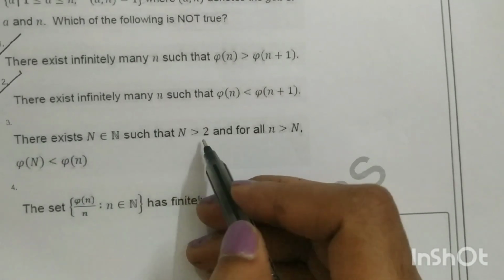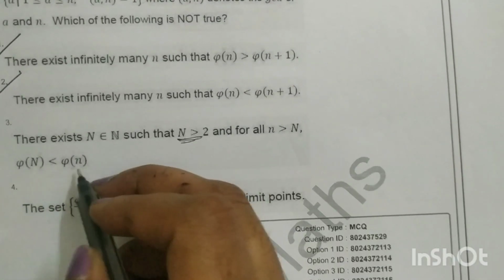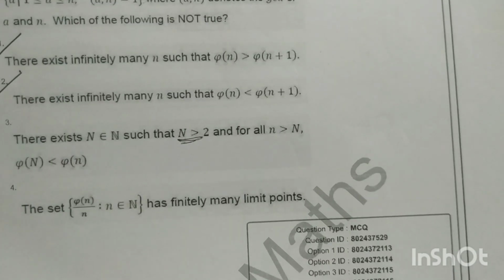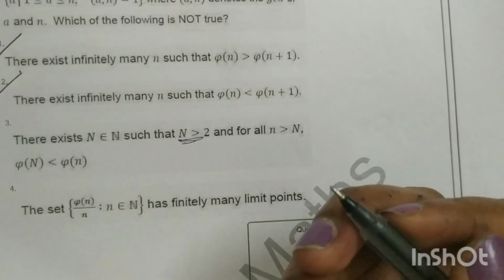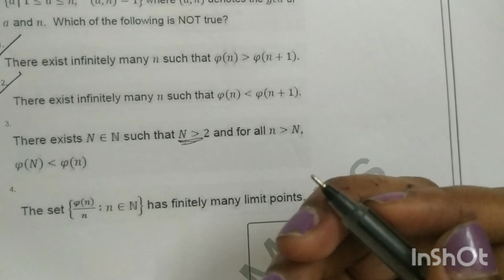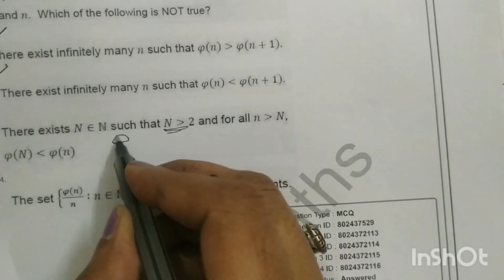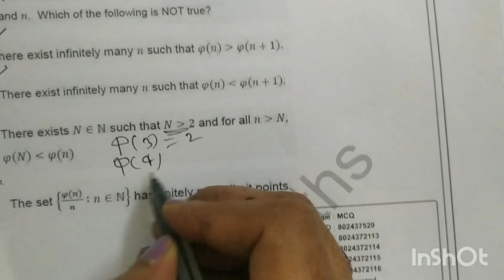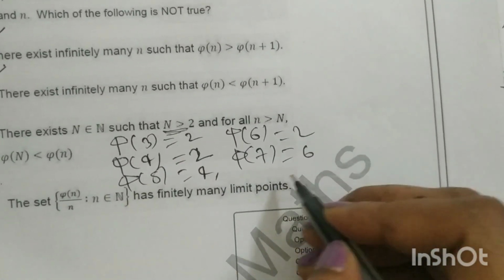Here in option 3, there exists a natural number n such that n is greater than 2, and for all n greater than capital N, phi of capital N is less than phi of n. See what we will take here. As we know, phi of 3 is equal to 2, phi of 4 is equal to 2, phi of 5 is equal to 4, phi of 6 is equal to again 2, phi of 7 is equal to 6.